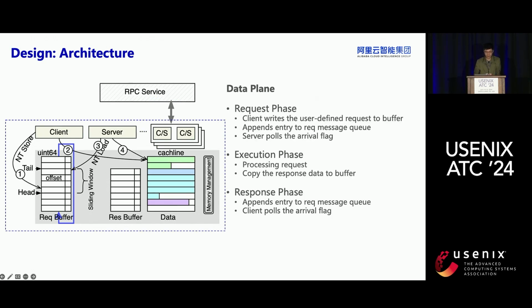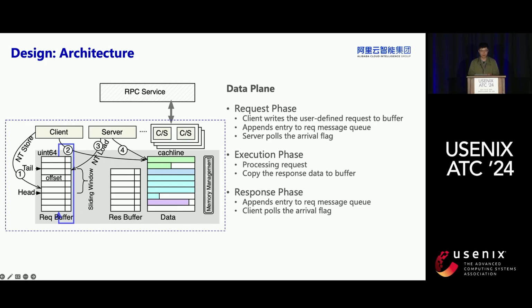So then HydraRPC, in its data path, there are 3 steps. For the request phase, the client writes the user-defined request data to the pre-allocated memory in the data area, which is cache line aligned to enable non-cacheable sharing. Next, the client appends an entry to the request message queue before sending the net request. There is no need to wait for the response from the server side.